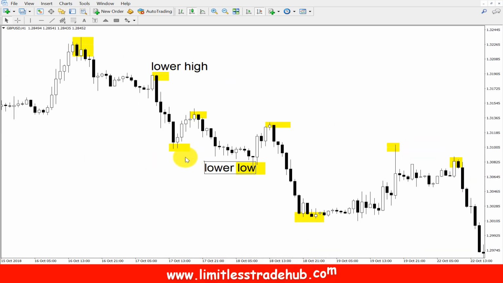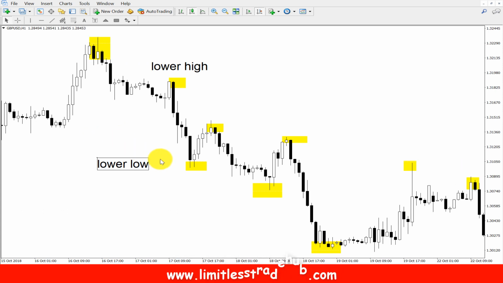Then we need to understand, we have to clearly understand that the market is in down mode. When the market is continuously creating lower highs and lower lows, that means this low is lower than this low and this high is lower than this high. This low is lower than this low, this high is lower than this high.